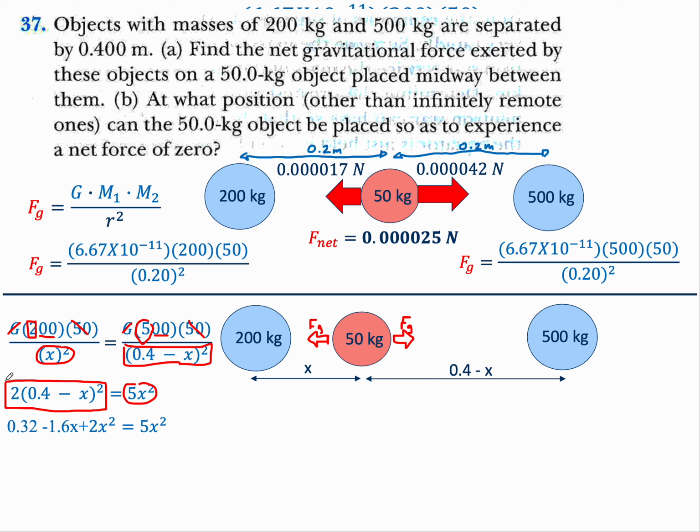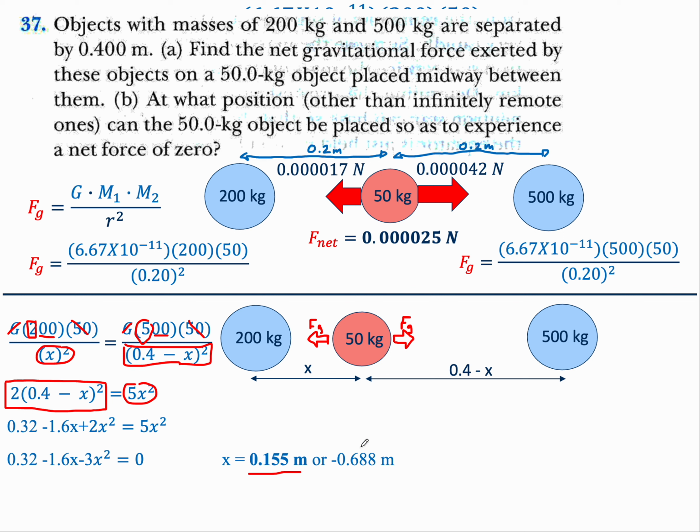Squaring that other side, or doing the FOIL, multiplying it by 2 gives me that. And the 5x squared stays there. Subtracting 5x squared from both sides gives me this. Again, solving the quadratic, you'll get two solutions. And the solution we want is this one.